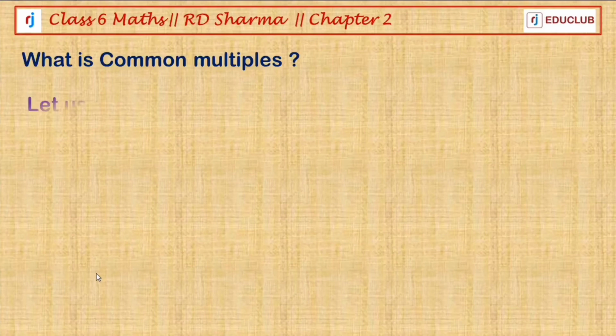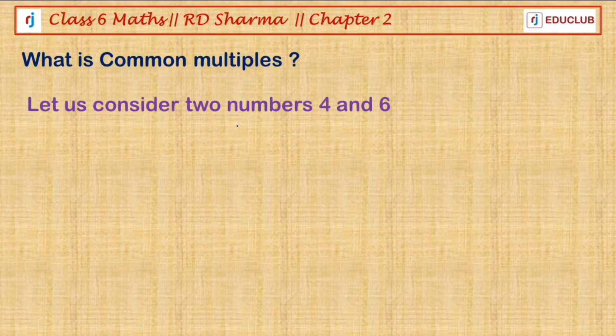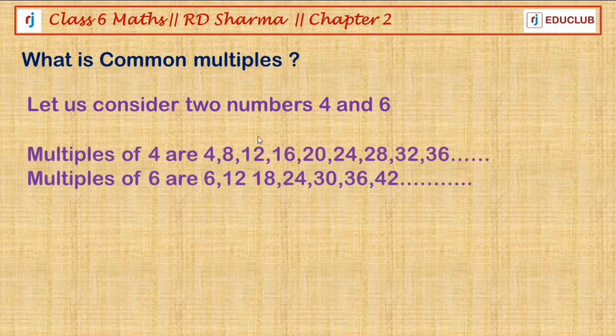Now, what are common multiples? We have seen common factors. Now, what are common multiples? Let us consider two numbers 4 and 6. Now multiples of 4: we multiply 4 by 1, we get 4. We multiply 4 by 2, we get 8. By 3, 12. By 4, 16. By 5, 20. By 6, 24 and so on. We multiply 4 by any natural number and we get the multiples.